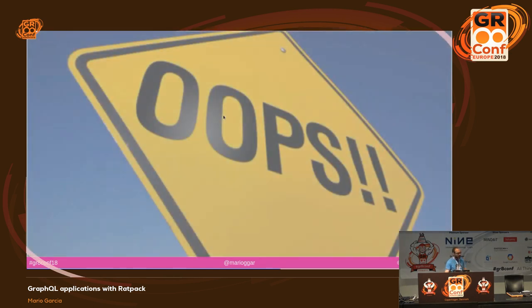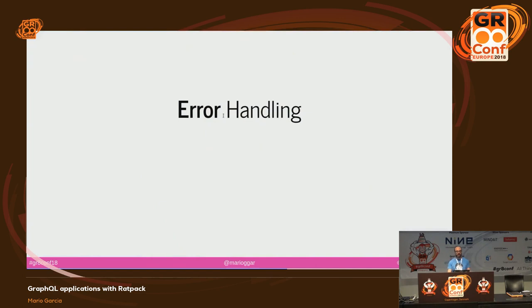Okay, that is okay, but your applications always have to deal with errors. So how can we deal with errors in Ratpack and GraphQL? Well, a little bit of retrospective. When we were using REST, normally we were using HTTP codes and error messages altogether. But in GraphQL, it's more likely to be using rich messages, okay? So instead of using HTTP codes, whatever you want to tell your client, just add it to the GraphQL messages.